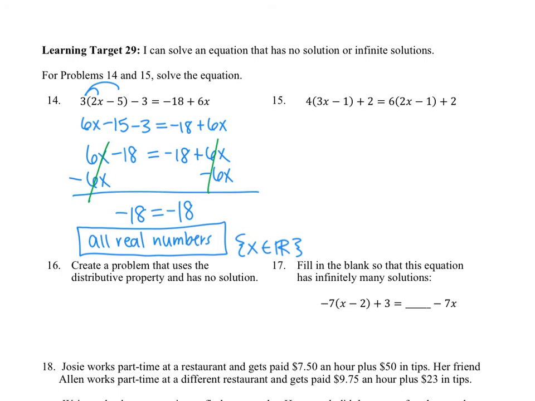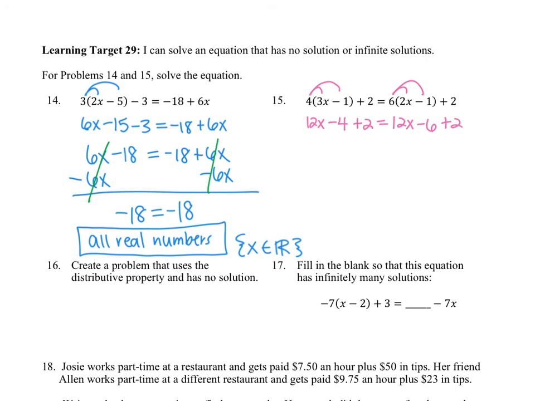Next one, same thing. We've got some parentheses on both sides this time. No fractions, so we can just distribute. 4 times 3x gives us 12x. 4 times negative 1 gives us negative 4. And we still have that positive 2 on the outside. Equal to 6 times 2x gives us 12x. 6 times negative 1 gives us negative 6. And we still have a plus 2 on the outside.